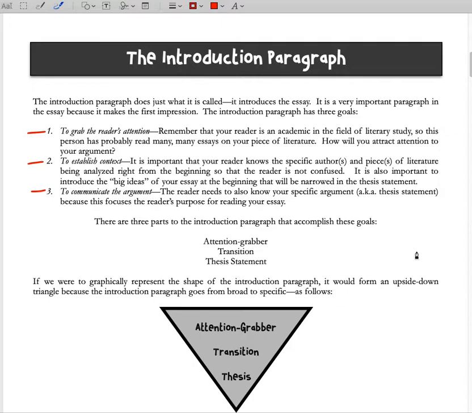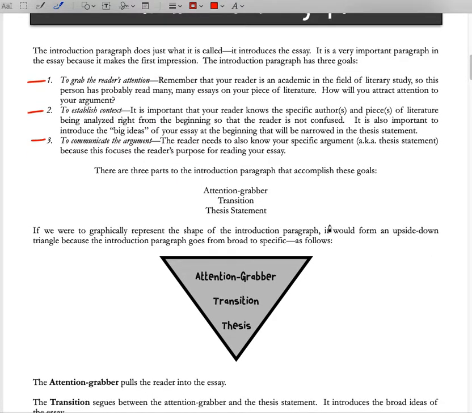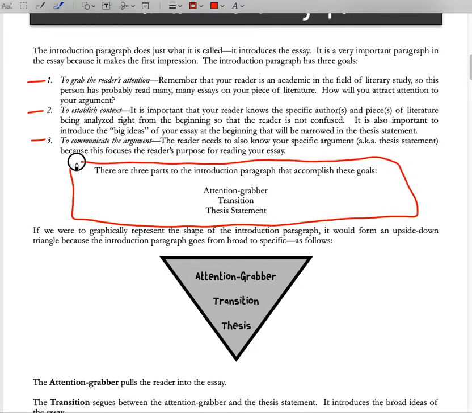The reader needs to know your specific argument, aka your thesis statement, which we worked on last lesson, because this focuses the reader's purpose for reading your essay. There are 3 parts to the introduction paragraph that accomplish these goals: the attention grabber, the transition, and the thesis statement. If we were to graphically represent the shape of the introduction paragraph, it would form an upside down triangle because the introduction paragraph goes from broad to specific as follows. Okay, the attention grabber, your transition, and then your thesis.